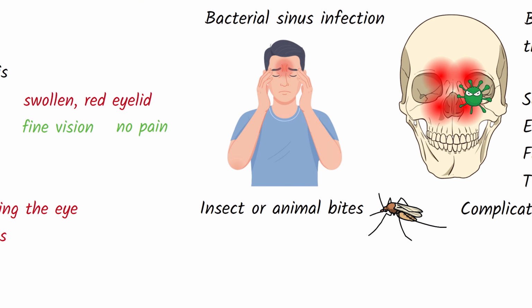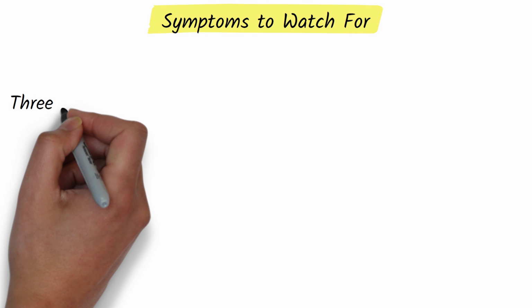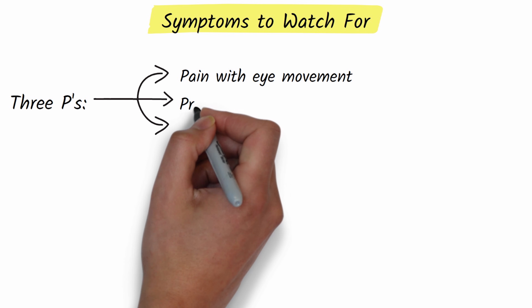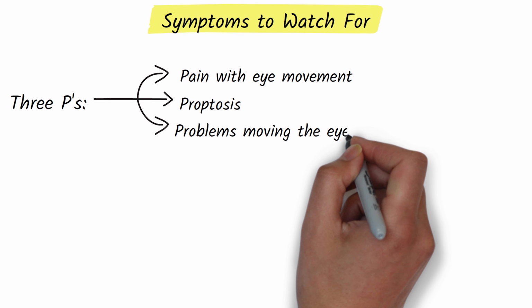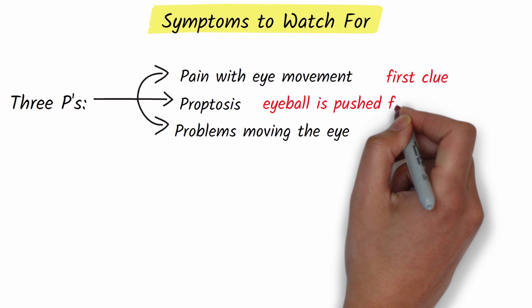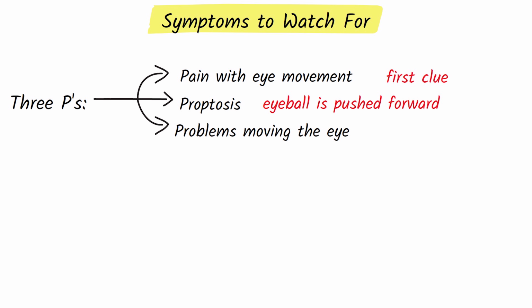The hallmark symptoms are what we call the 3 Ps: pain with eye movement, proptosis, and problems moving the eye. Pain with eye movement is often one of the first clues. Proptosis means the eyeball is pushed forward and bulges out. The third P is problems with eye movement.